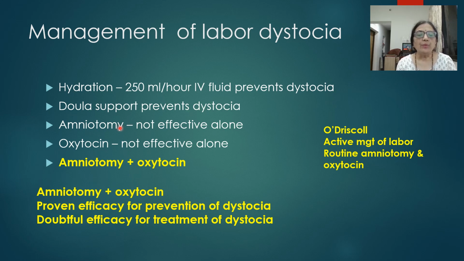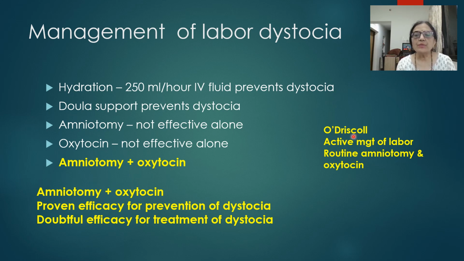If we do either amniotomy or give oxytocin alone, both are not very effective, but whenever these are used in combination, amniotomy and oxytocin is more effective, and it is more effective for prevention of dystocia as compared to treatment of dystocia. But still, though the efficacy is doubtful for treatment of dystocia, amniotomy with oxytocin forms the mainstay in the management of dystocia.